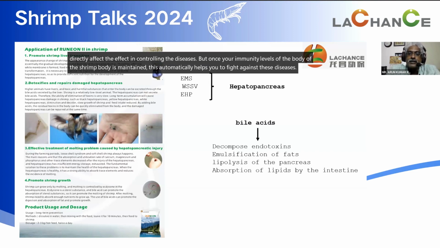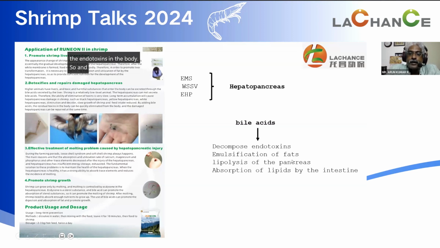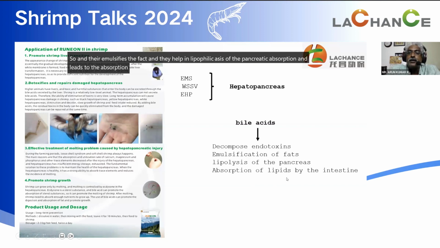These bile acids are mostly useful in how they function: they decompose the endotoxins in the body, they emulsify the fat, and they help in lipolysis and pancreatic absorption, leading to the absorption of the lipids by the shrimp intestine.